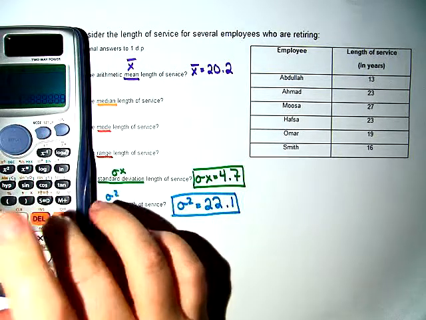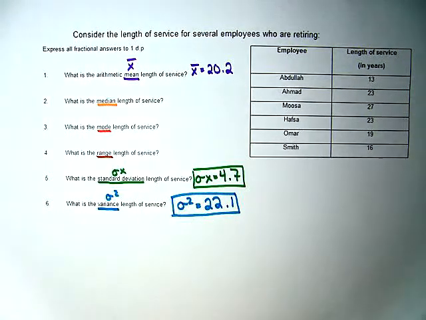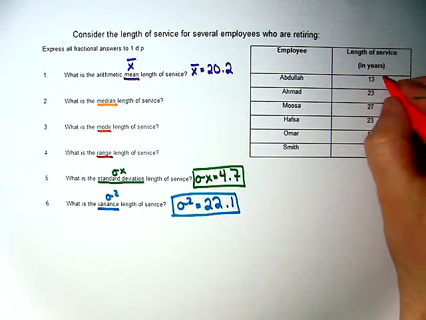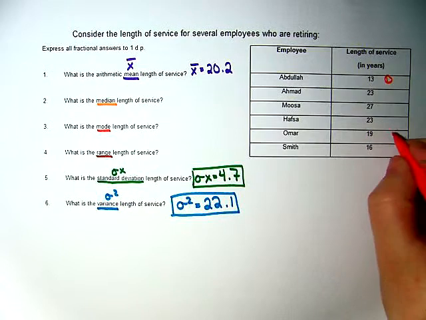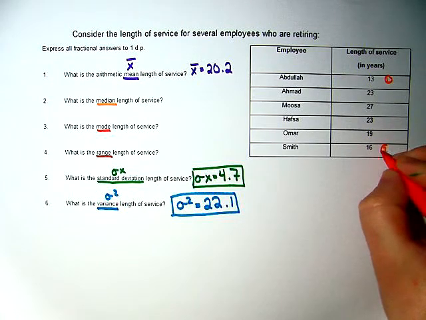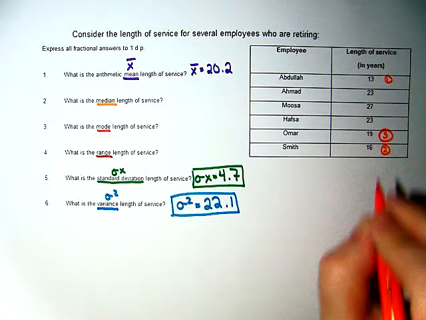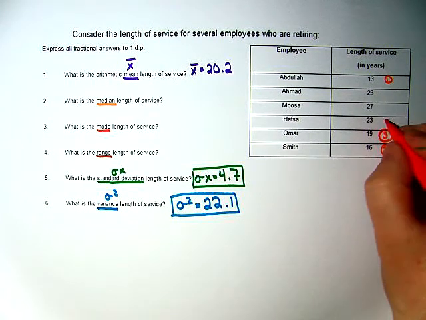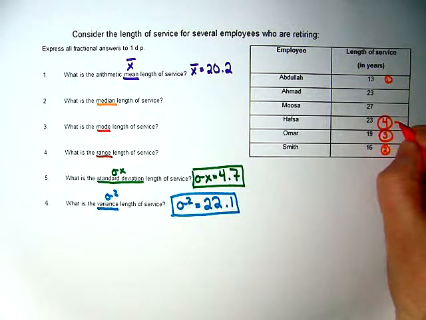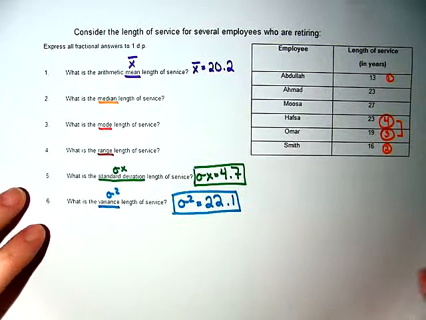All right, now the rest we get to do without the calculator. The median is the middle number. We have 1, 2, 3, 4, 5, 6 data points on here. So we're going to be looking at the third and fourth number. Okay, the shortest time is Abdullah. The second shortest time is Smith. Now we're looking at the third number right here, which is Omar, and the fourth number, which could be Ahmed or Hafsa, it doesn't matter. So these are the two numbers that we're going to be looking at for the median.